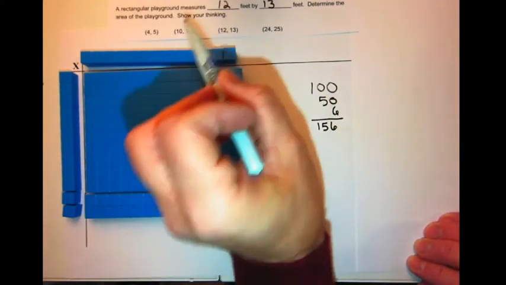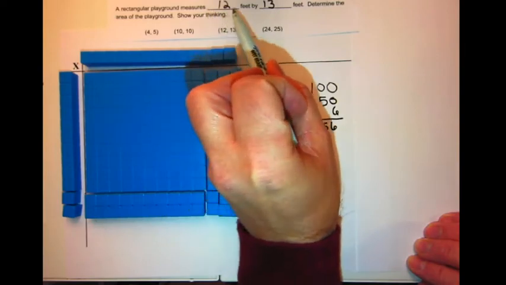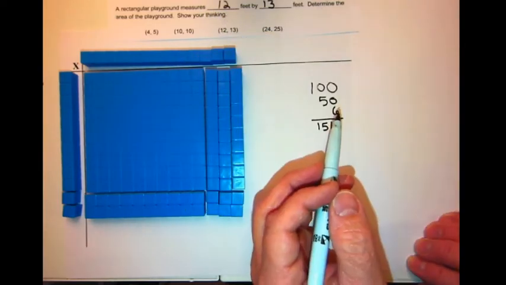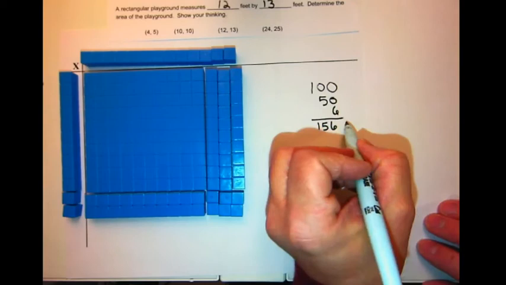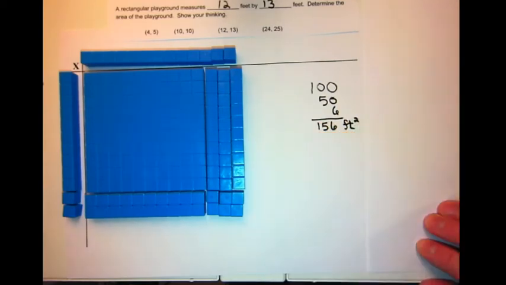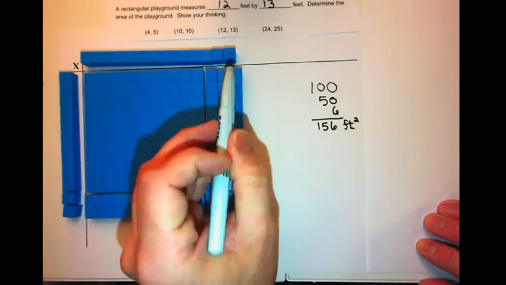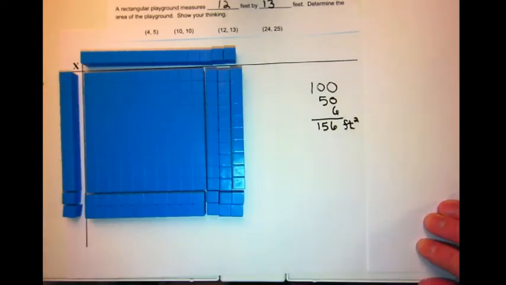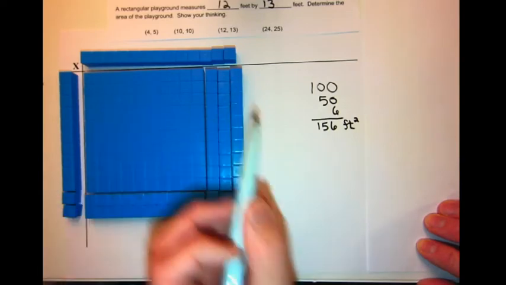Now in the context of this problem, thinking about Math Practice 2, we need to put it back in context. Our problem here was 12 feet by 13 feet, which makes this 156 feet squared. It is not feet, it is square feet, because we are 2-dimensional. Feet times feet is square feet. So our units change from feet to feet squared. So this is a concrete way to do that.